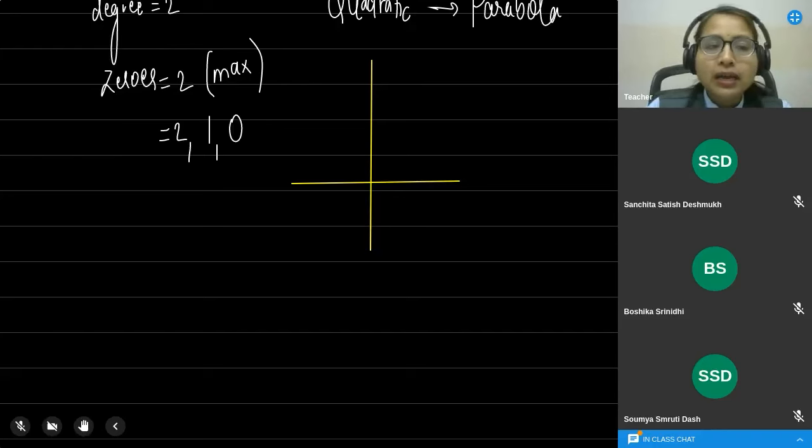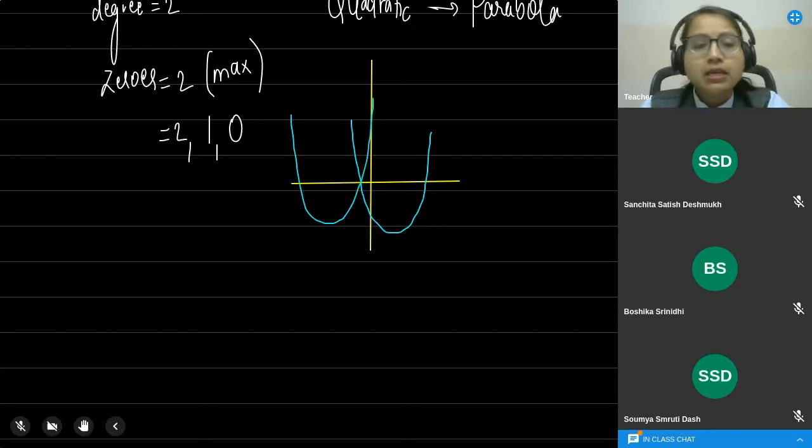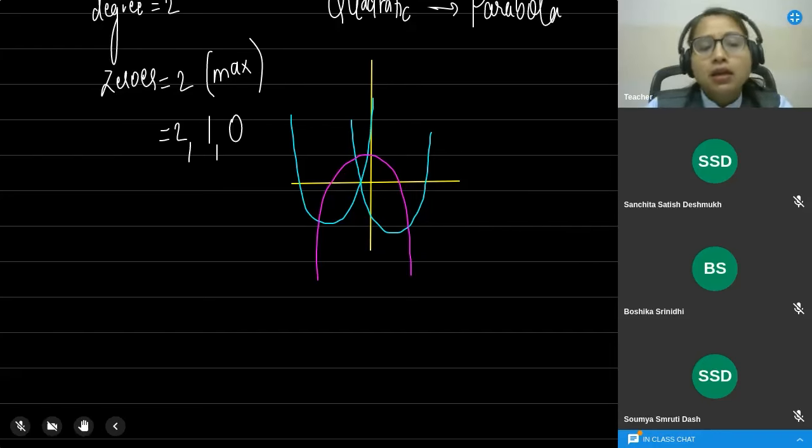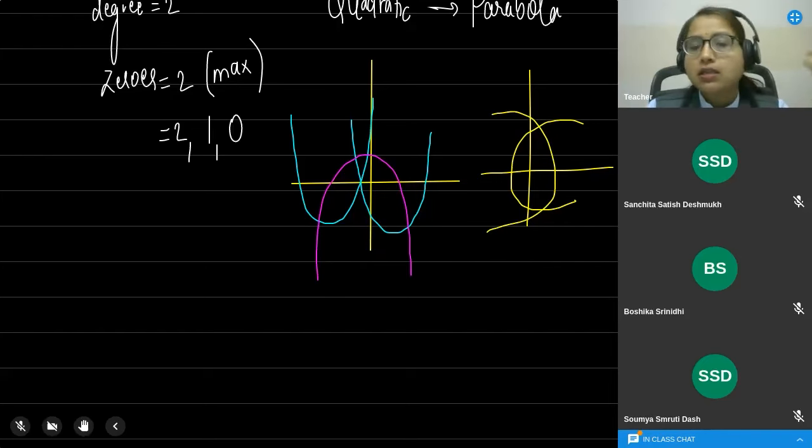Now a parabola can be drawn in many ways. It depends, of course, on the polynomial given to us. I have drawn the parabola like this. Maybe when you draw another polynomial, the parabola comes like this. If I take another polynomial, maybe it goes like this. Even you can draw the parabola like this and this way also. But we are not discussing this case because we are always taking the input on the x-axis and output on the y-axis.